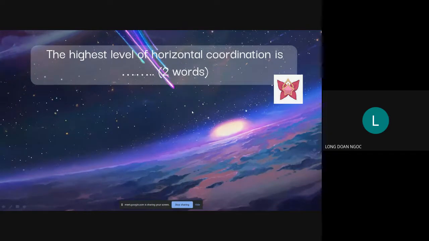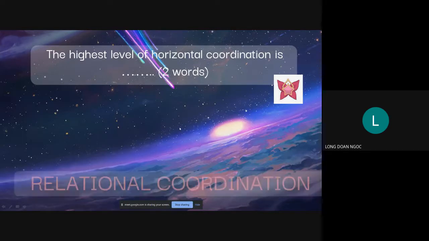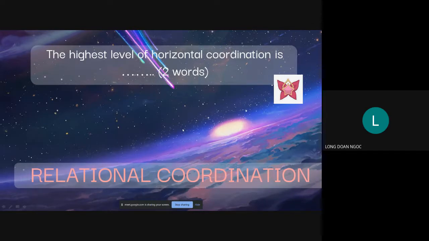So next question, the highest level of horizontal coordination is? Okay, anyone answer this? Okay, Chup Thang, please. Relational coordination. Yeah, you're totally correct. So which team are you in? A 7. Okay. So in conclusion, team 6 and team 9 have the same points.